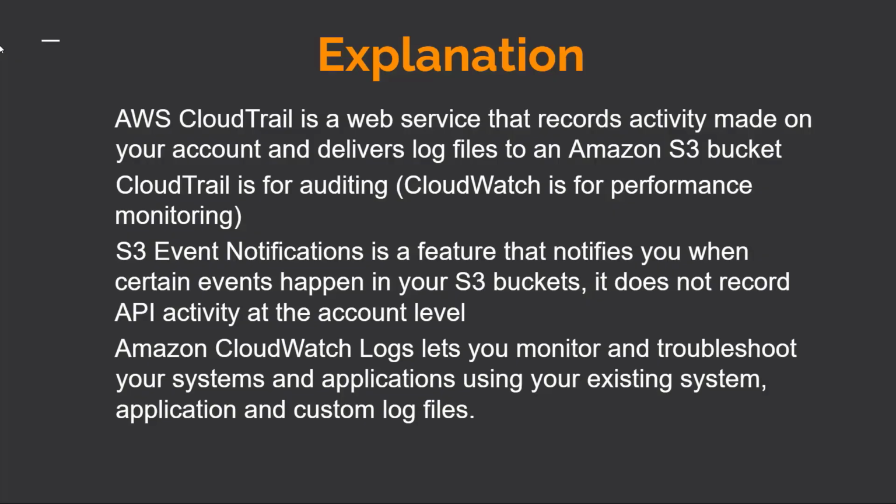Explanation. AWS CloudTrail is a web service that records activity made on your account and delivers log files to an Amazon S3 bucket. CloudTrail is for auditing. CloudWatch is for performance monitoring. S3 event notifications is a feature that notifies you when certain events happen in your S3 buckets. It does not record API activity at the account level. Amazon CloudWatch Logs lets you monitor and troubleshoot your systems and applications using your existing system, application, and custom log files.